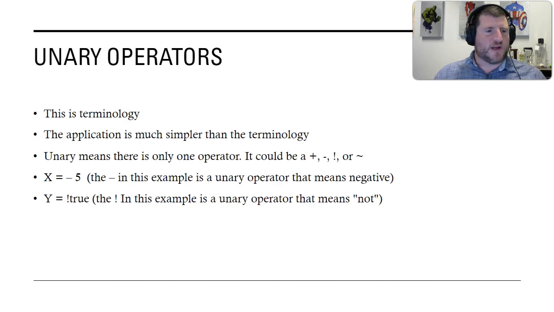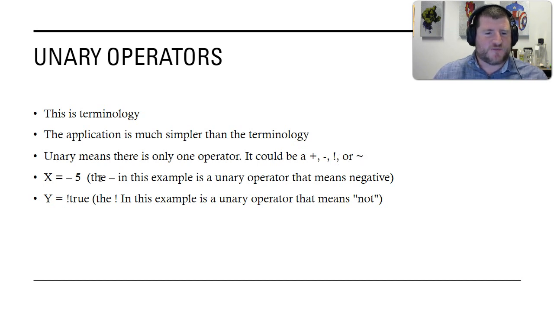All right, the next thing I want to talk about is unary operators. So this is just terminology, right? And the application of using this is much simpler than the terminology. Finding a way to explain this was kind of tough. The idea is that there's only one operator. It could be a plus, a minus, an exclamation point, or a tilde.